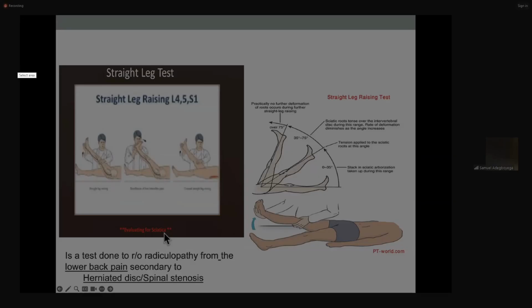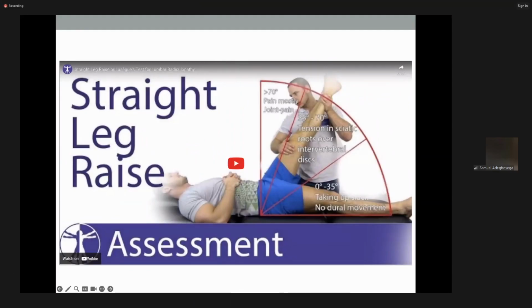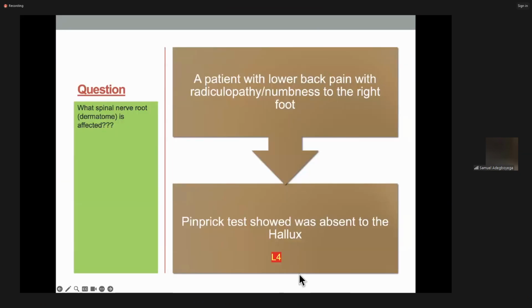Again, straight leg test. You guys know that already, to rule out sciatica. So we're not going to go into depth about that. Let's keep going.